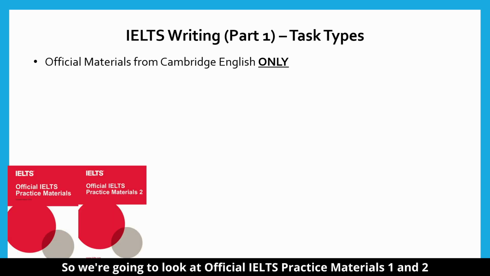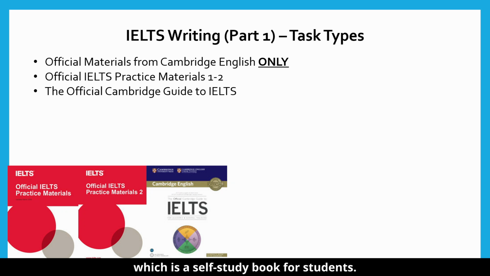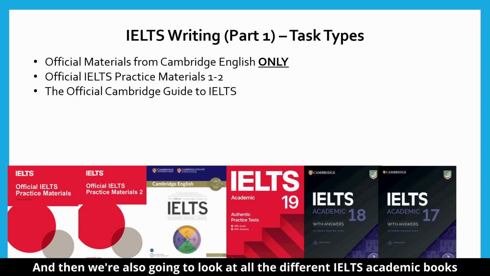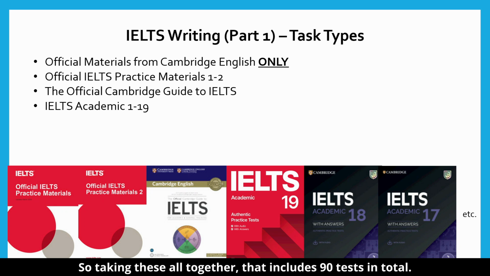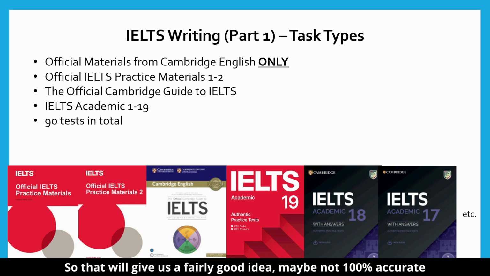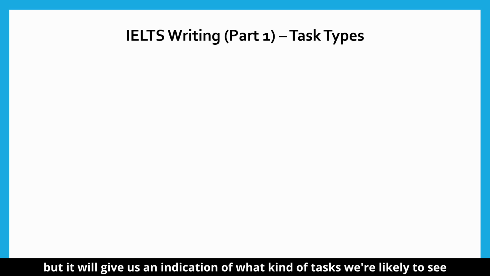So we're going to look at official IELTS practice materials 1 and 2. Then we're also going to look at the official Cambridge Guide to IELTS, which is a self-study book for students. And then we're also going to look at all the different IELTS academic books, ranging from 1 to 19. So taking these all together, that includes 90 tests in total. So that'll give us a fairly good idea, maybe not 100% accurate, but it will give us an indication of what kind of tasks we're likely to see.